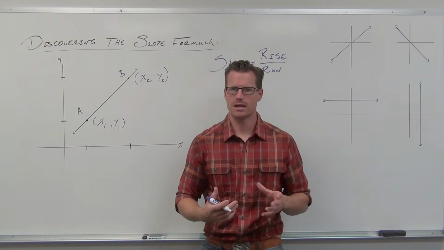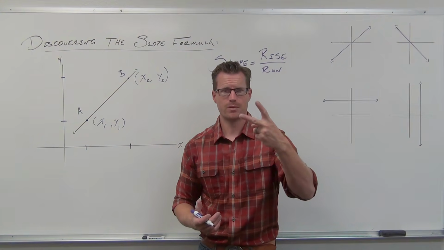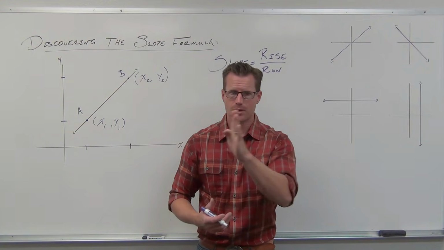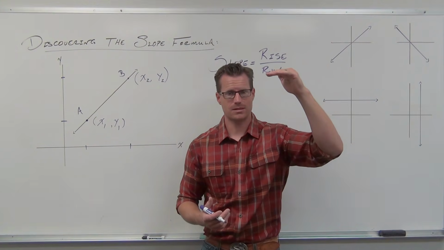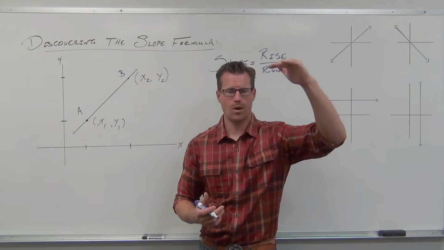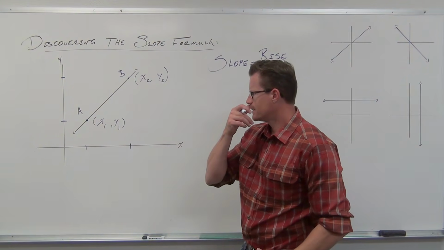Remember that we're on a rectangular coordinate system. We have 2 numbers for every point. An x number, how far over we are on the x-axis, and a y number, how far up we are on the y-axis. So x and then y.